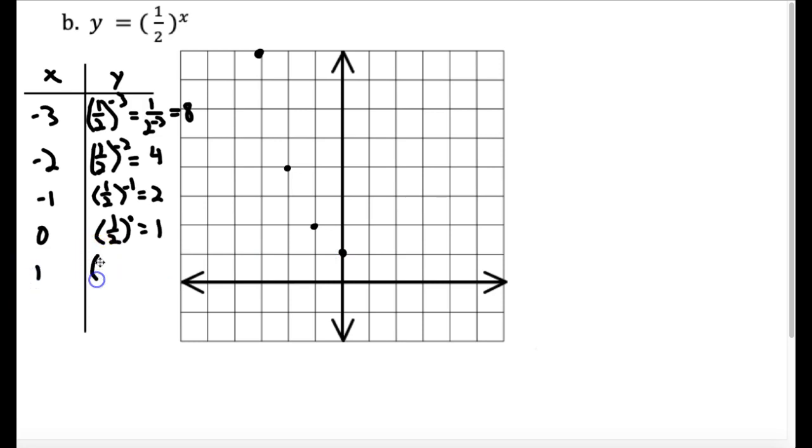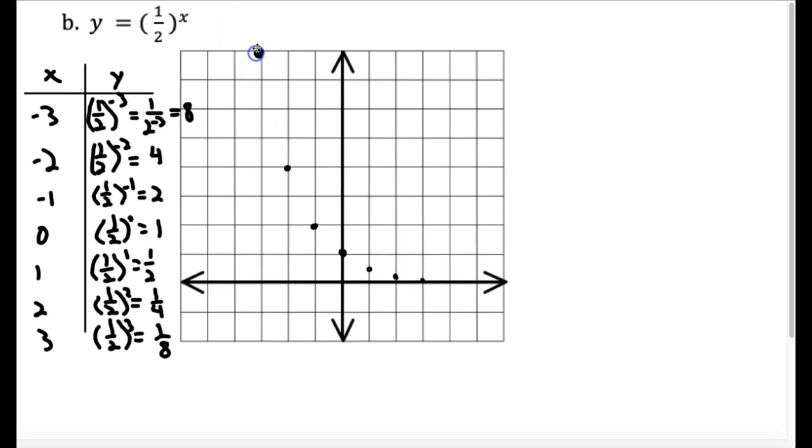If I plug in 1, 1/2 to the first is obviously 1/2. If I plug in 2, 1/2 to the 2nd power. Remember, we said the numerator and denominator would both be raised to the 2nd, so it would be 1 to the 2nd over 2 to the 2nd, which would be 1/4. And then if we do 3, same idea. 1/2 to the 3rd will be 1 cubed over 2 cubed, which would be 1 over 8.